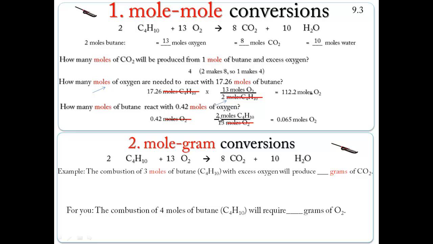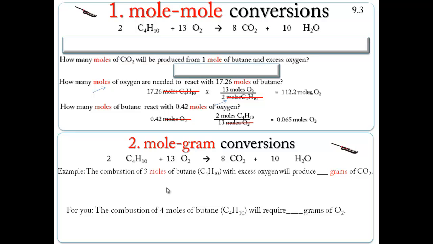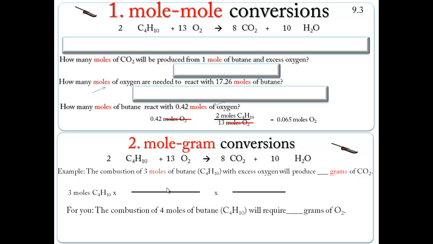Mole-to-gram conversions are two-steppers. So imagine we have 3 moles of butane. How many grams of carbon dioxide will it produce? Start with what you're given, 3 moles of butane. Recognize that it's a two-stepper, moles to grams. Draw on your 2 steps, and we need to get to grams of carbon dioxide.